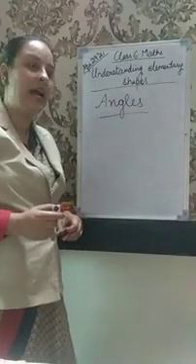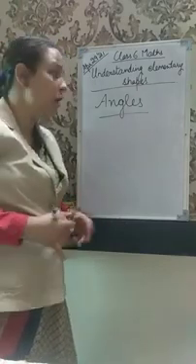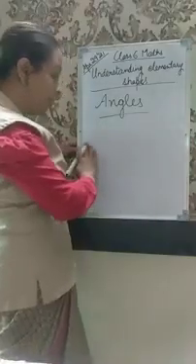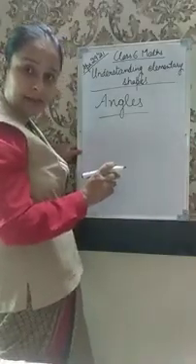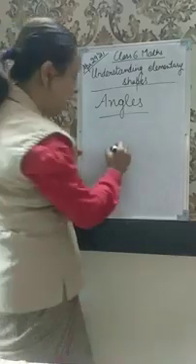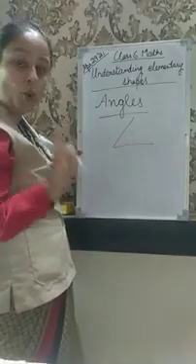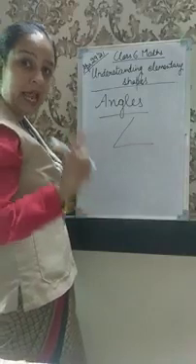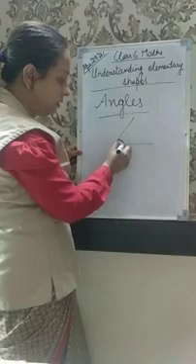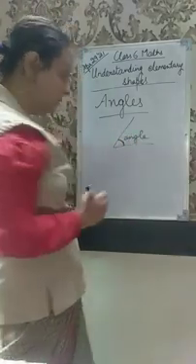Angles are something which we have learnt in our previous class also. But since we are revising the things, we will quickly revise what angles are. See, when two line segments are meeting at only one point, then the area between them, the sector between them, is known as an angle.